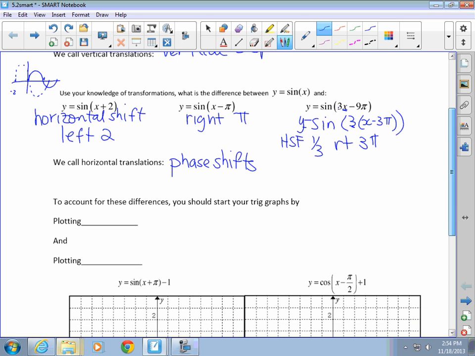Okay, so when we're looking at these transformations on our sinusoidal functions, there's a couple of steps that you need to do, and there's an order you need to do them in. So it says to account for these differences, you should start your trig graphs by plotting your center line. So that's going to be your vertical displacement. That's going to be your up or down. So we want to do that first.